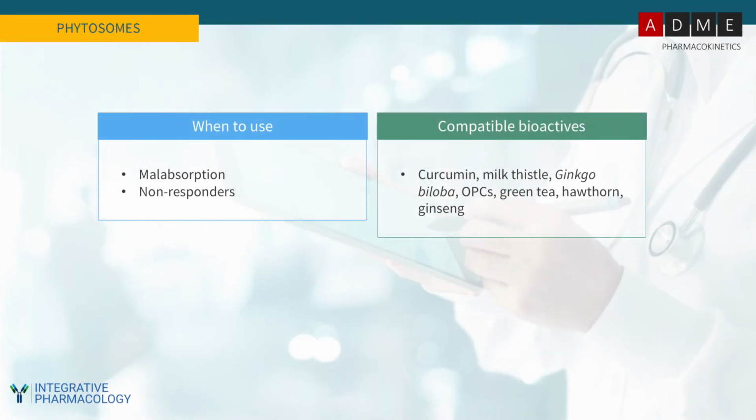Reasons to consider phytosomes would really be the same as for liposomes and emulsions. Whenever you have poor absorption, for whatever reason, bile insufficiency, fat malabsorption, whenever you're dealing with a non-responder who tried quercetin, for example, before and didn't respond, you would want to consider one of these advanced technologies. A phytosome would be a great match for quercetin. Compatible bioactives for phytosomes are probably more extensive than what I've listed here, but they include quercetin, milk thistle, ginkgo, OPCs from grapeseed extract, green tea, hawthorn, and ginseng.